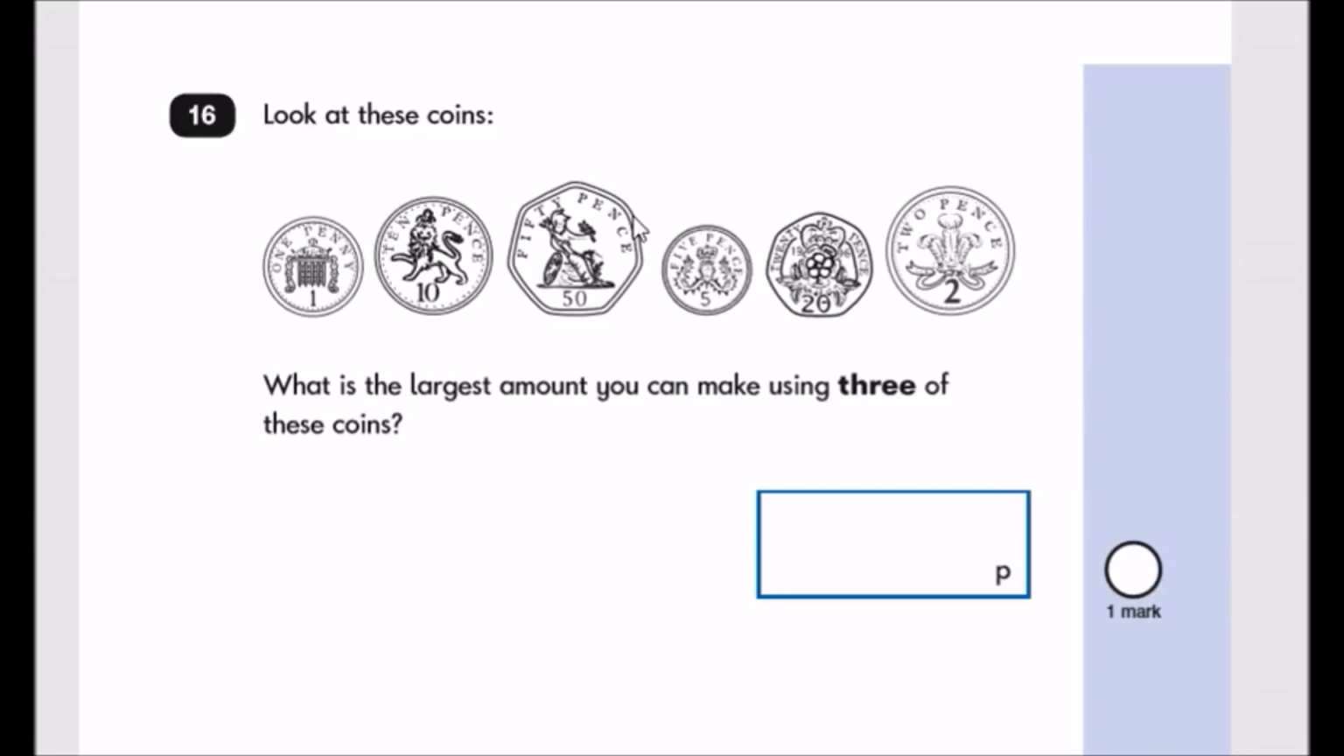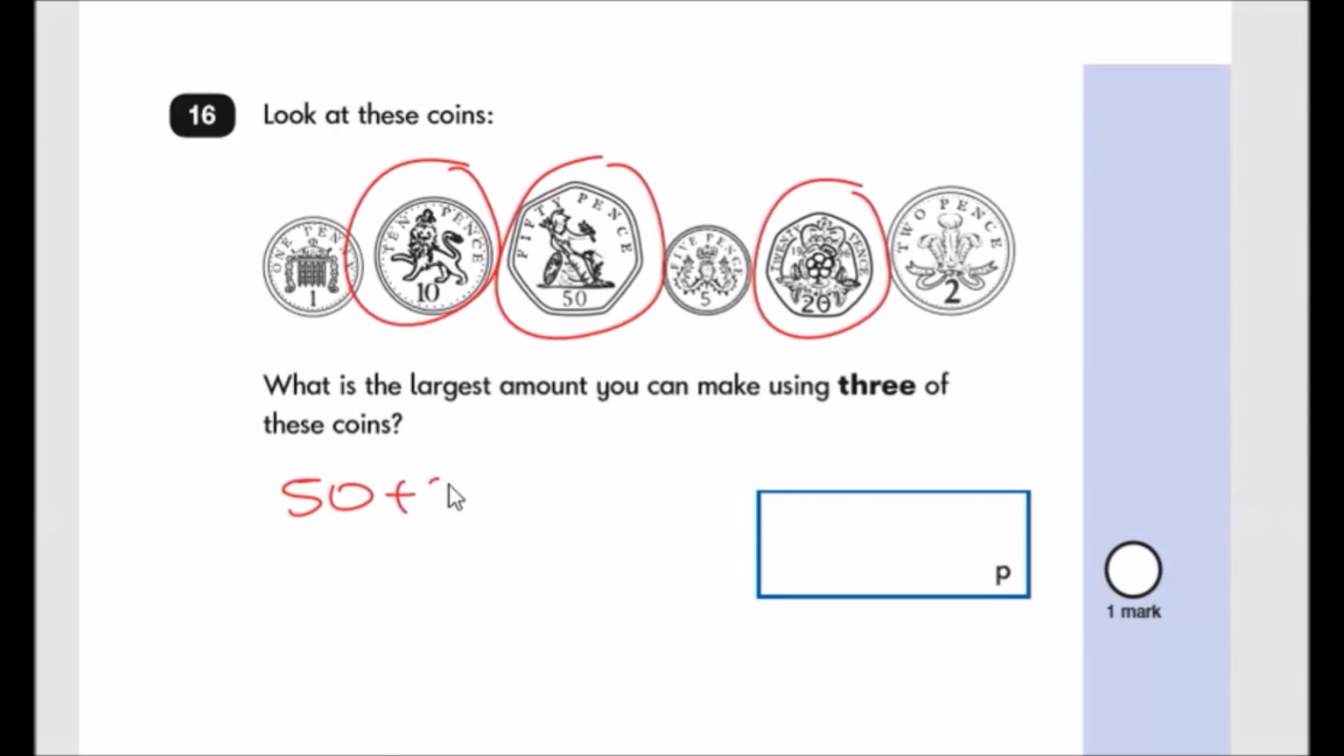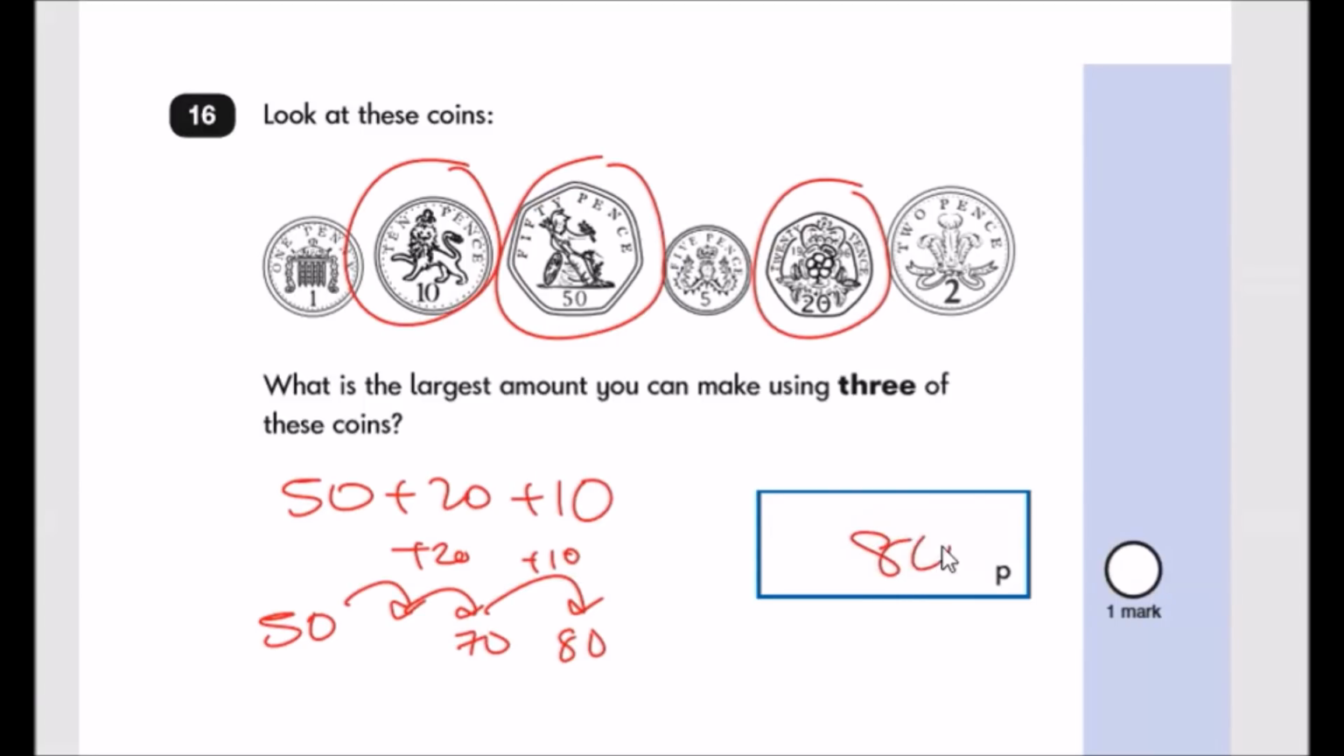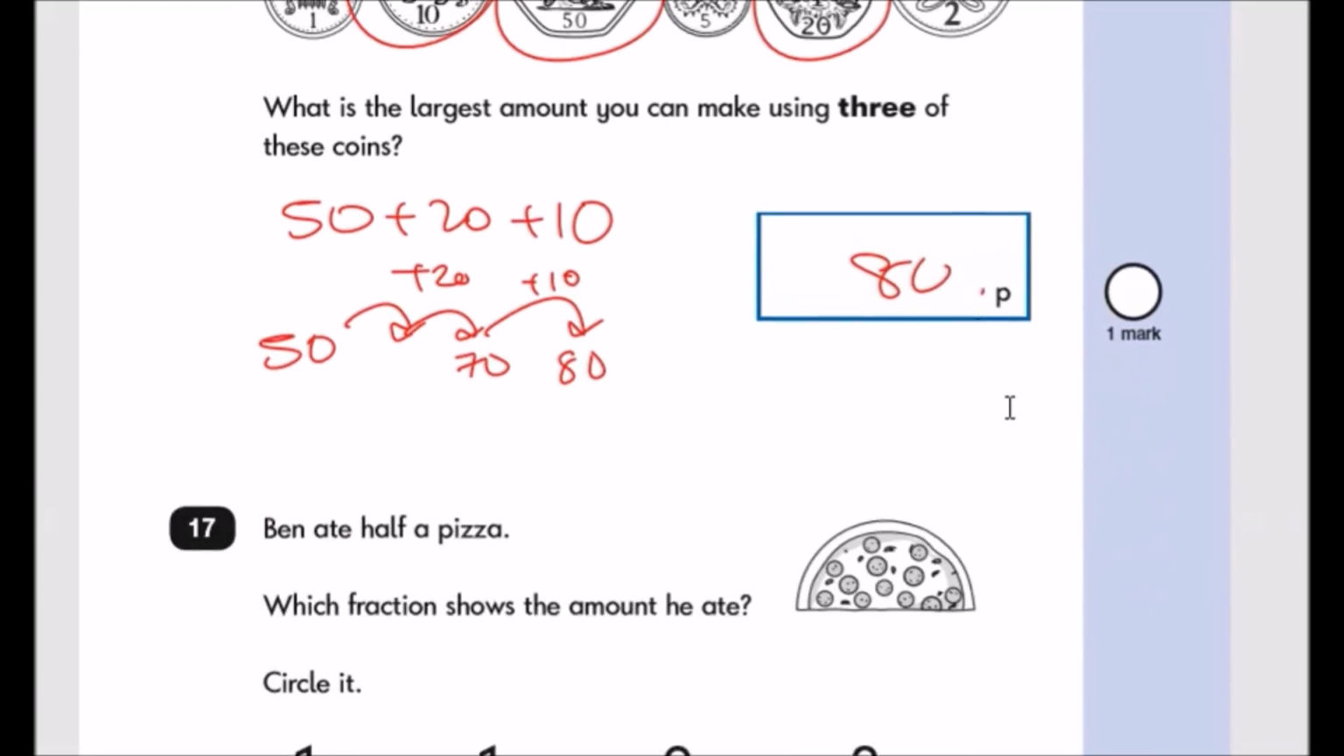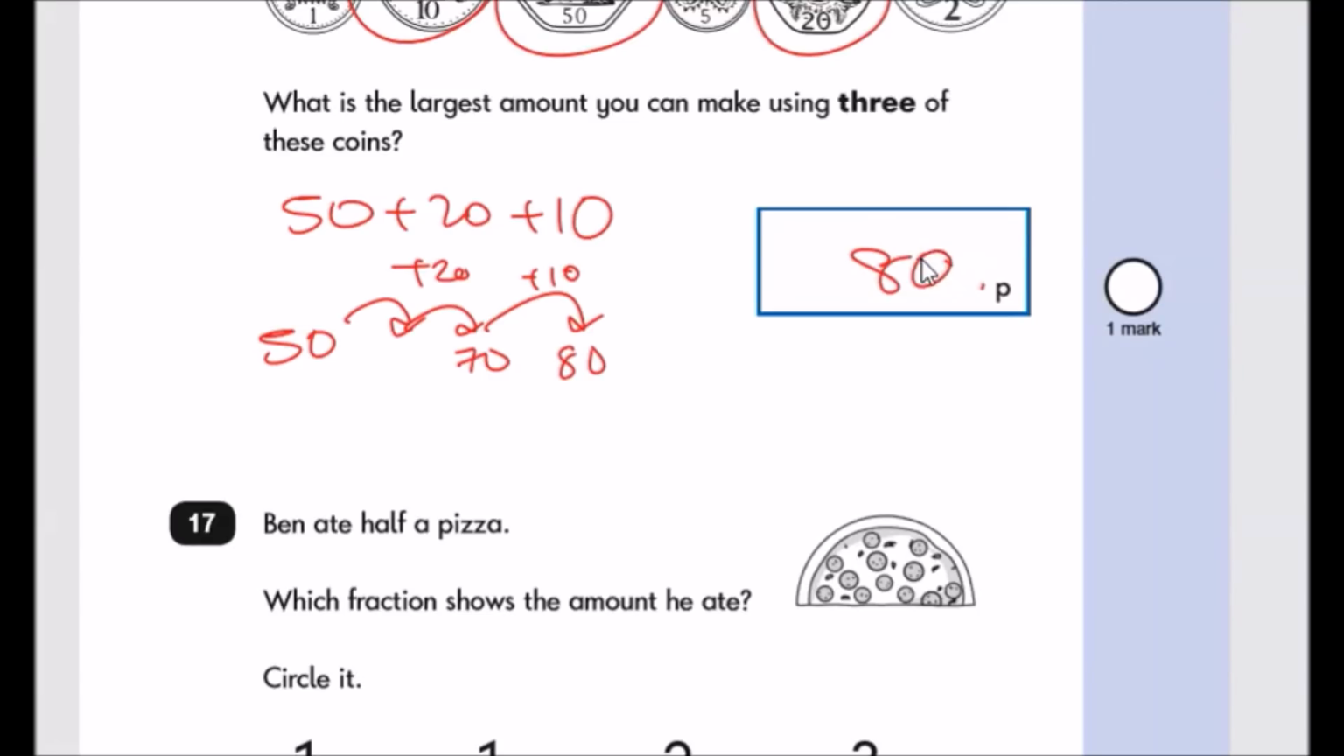So we can firstly take 50p, then we can take 20p and 10p. So the largest amount we can make is 50 plus 20 plus 10. If you know how to go up in tens, we can add 2 tens and 1 ten to 50. So we're going to have 50, 60, 70, so that's 2 tens, and then 80, 1 ten. So the answer is 80p. Okay, let's make it clear, 80p.